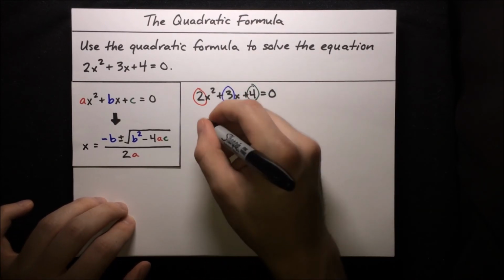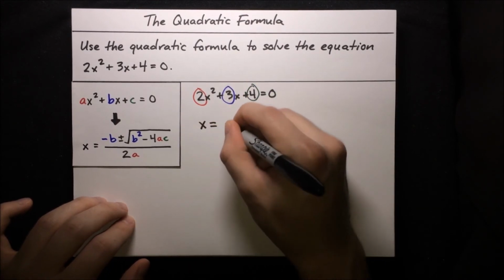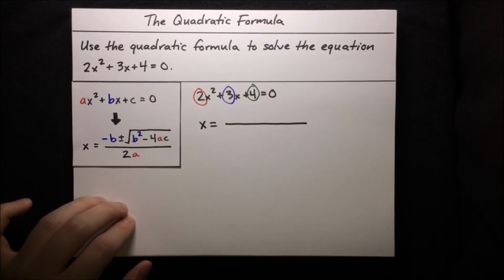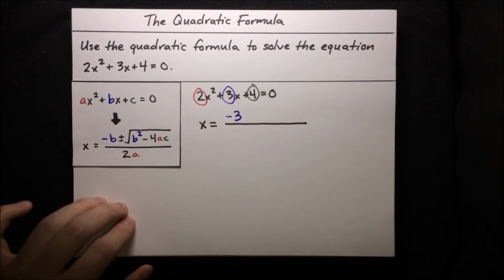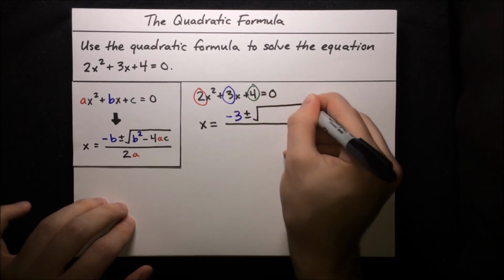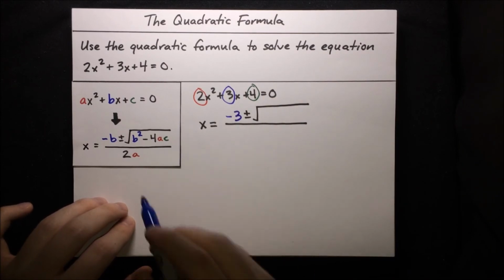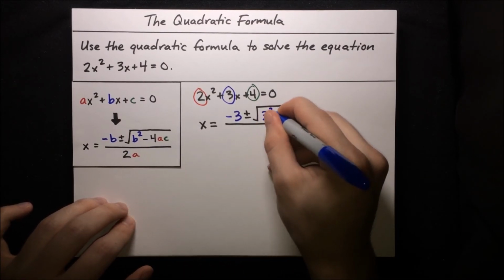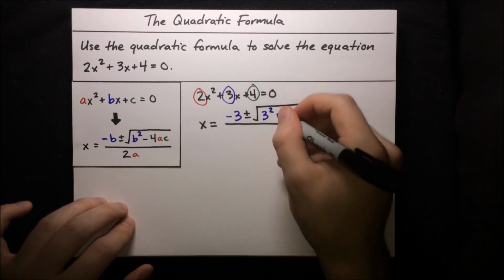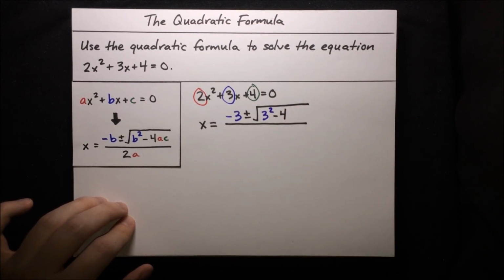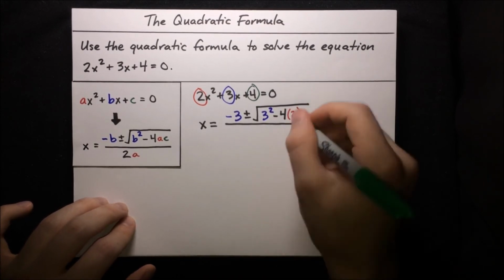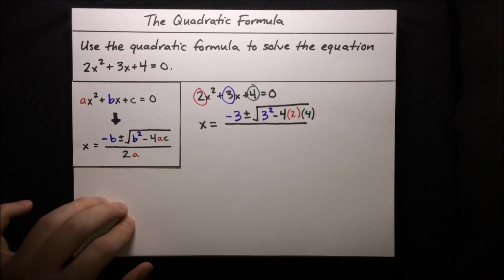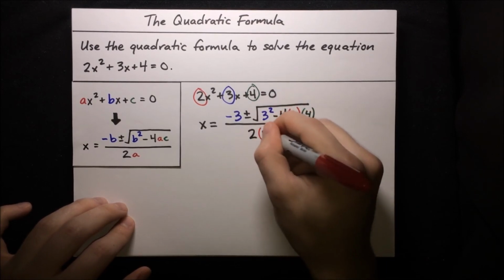Let's stick these in our quadratic formula now. So x equals a fraction, and the fraction consists of negative b, so negative 3, then plus or minus the root of an expression which is b squared, so 3 squared, then minus 4 times a, which is 2, then times c, which is 4. And that's all over 2a, so all over 2 times a, which is 2.